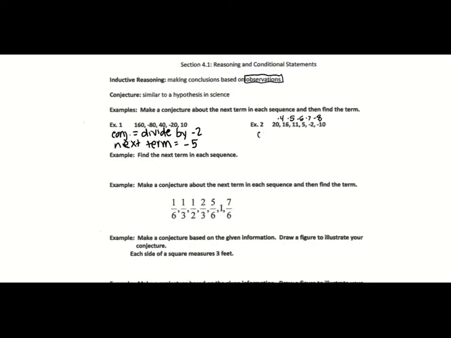So my conjecture here is that I'm subtracting by a pattern. So I start with minus 4, minus 5, minus 6, etc. That makes my next term, if the last thing I did was subtract by 8, I'm going to subtract 9, and that gives me negative 10 minus 9 is negative 19.